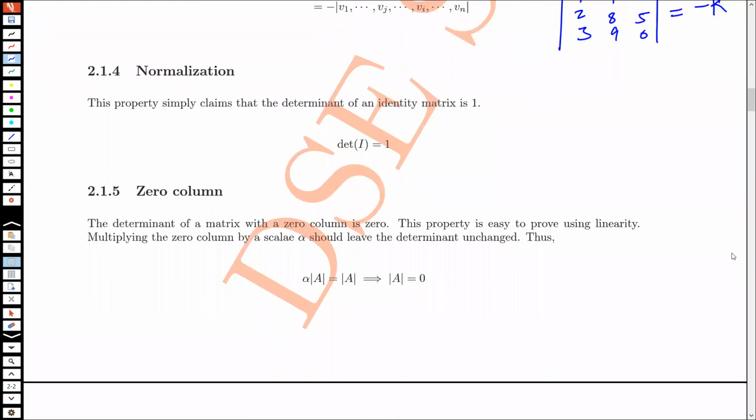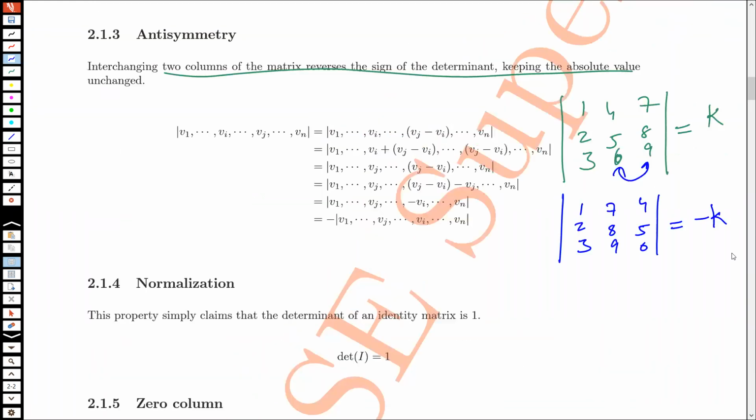Excuse me, sir. In the column exchange, is it necessary to exchange two consecutive columns, or can it be any? No, any two columns. Any two columns. Okay, sir.